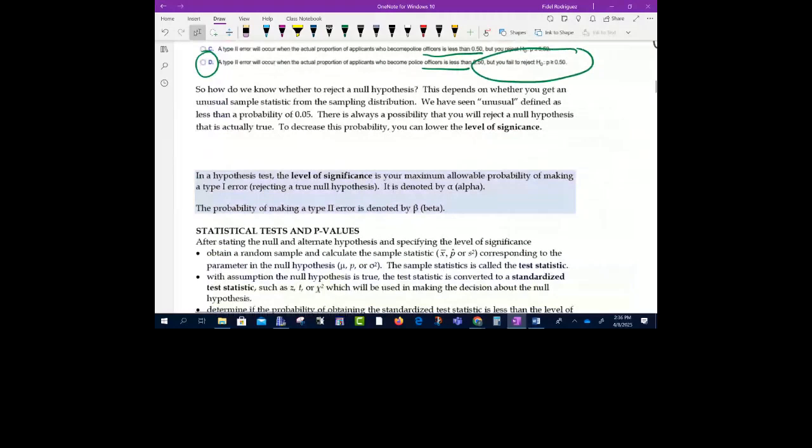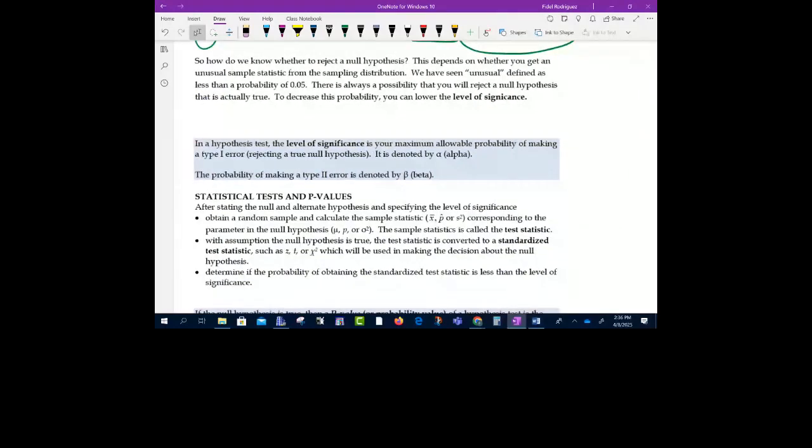All right. So now, the question says, how do we know whether to reject a null hypothesis? This depends on whether you get an unusual sample statistic from the sampling distribution. We've seen unusual defined as less than a probability of 0.05. There's always a possibility that we're going to reject a null hypothesis that's actually true. To decrease this, we can lower the level of significance, okay?